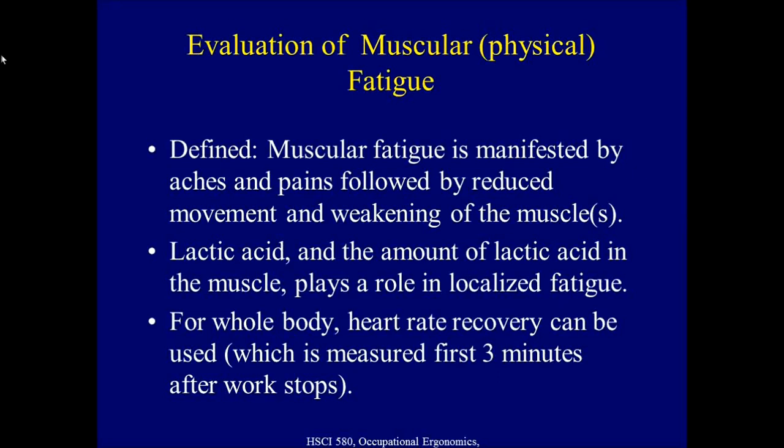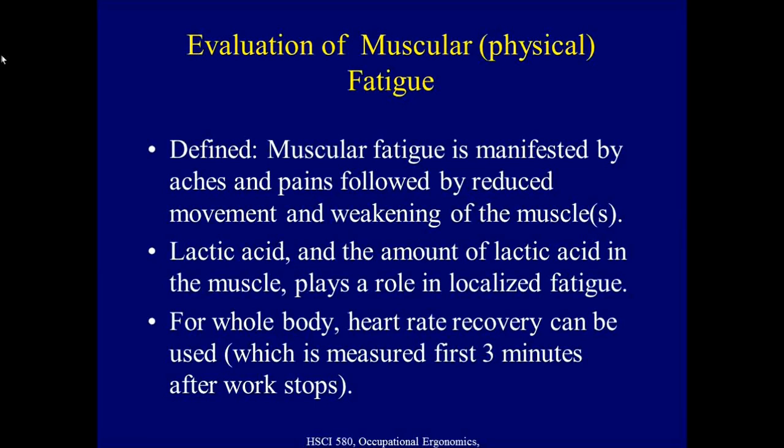Lactic acid, and the amount of lactic acid in the muscle, plays a role in localized fatigue. Obviously you don't feel that right away. Sometimes it's about 24 to 48 hours later that you really feel the lactic acid accumulate in the body. It can be very painful. It's most noticed in the larger muscle groups. For the whole body, heart rate recovery can be used.